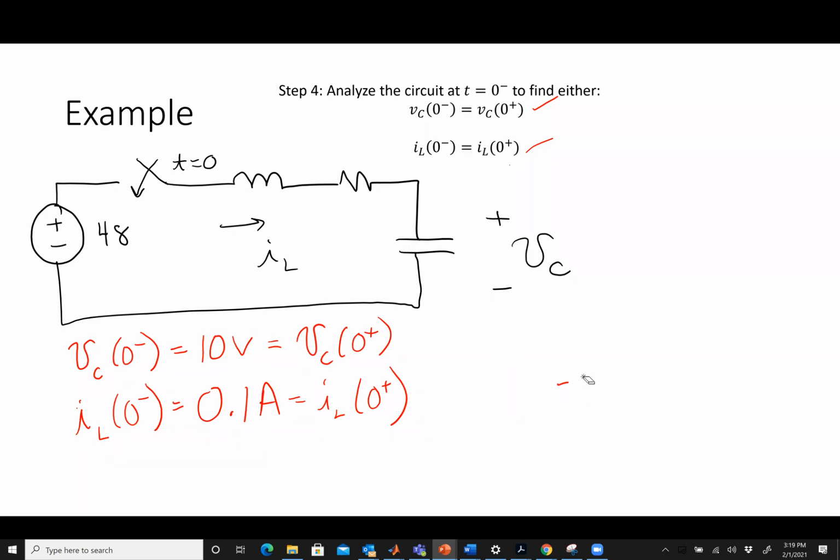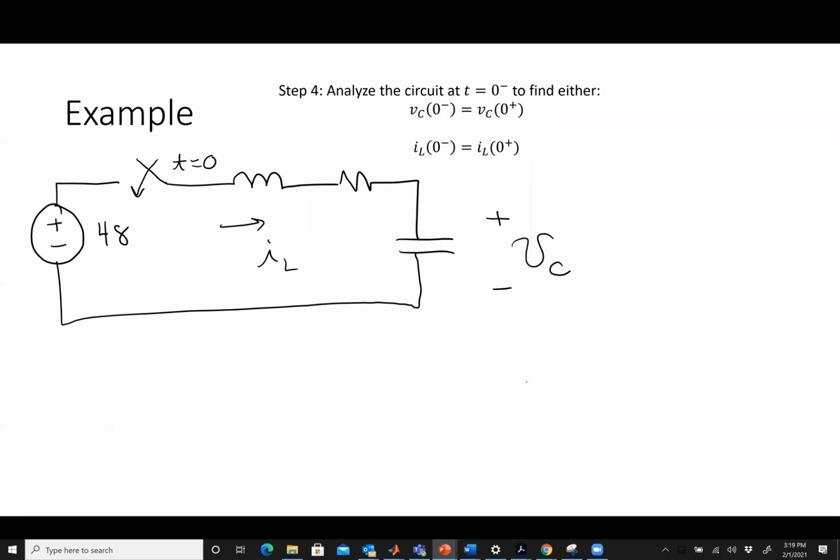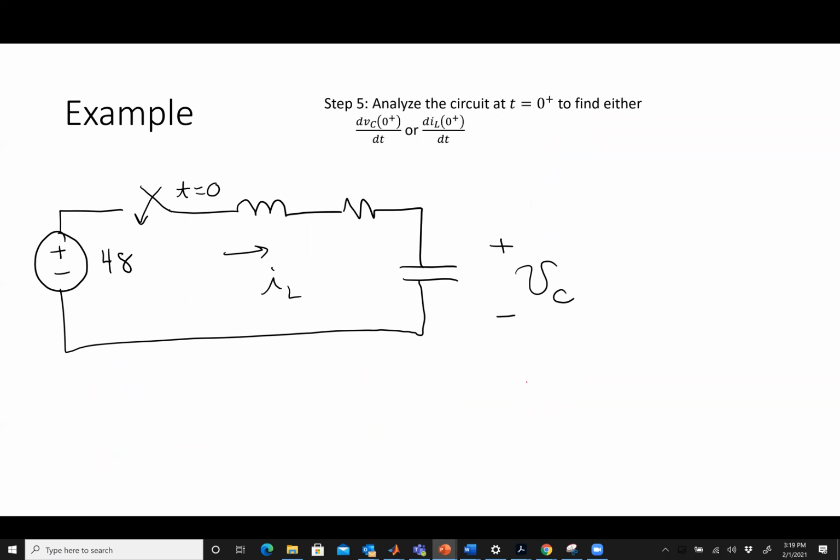The thing is, the inductor voltage and capacitor current, those do not have to be continuous, okay? These guys do. Because of conservation of energy, these guys have to be continuous. So that gives me one set of initial conditions, and it gets me over to step 5, which is I need to analyze that circuit at t equals 0 plus now and figure out what those derivatives are, right?